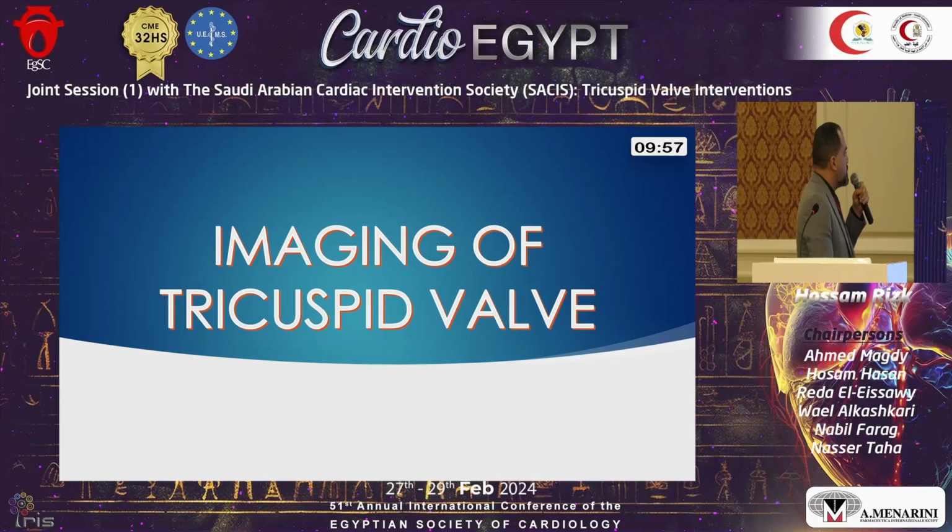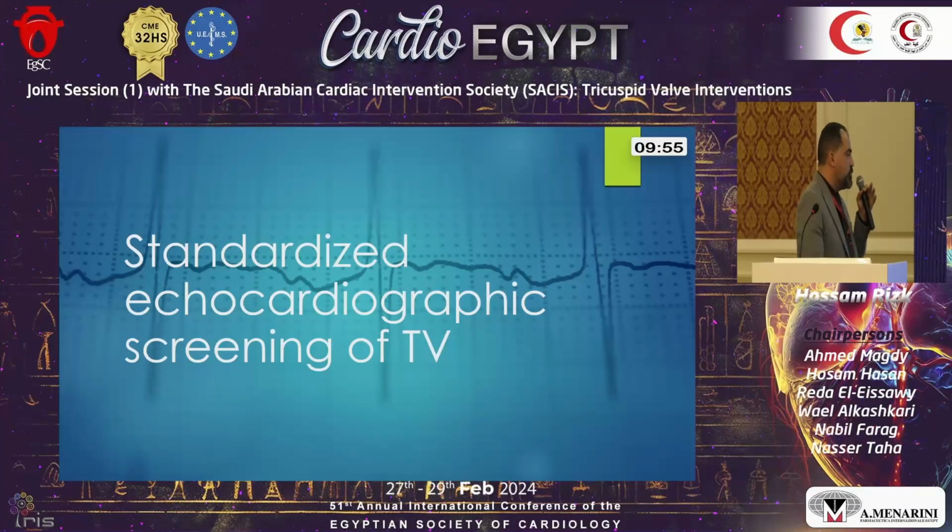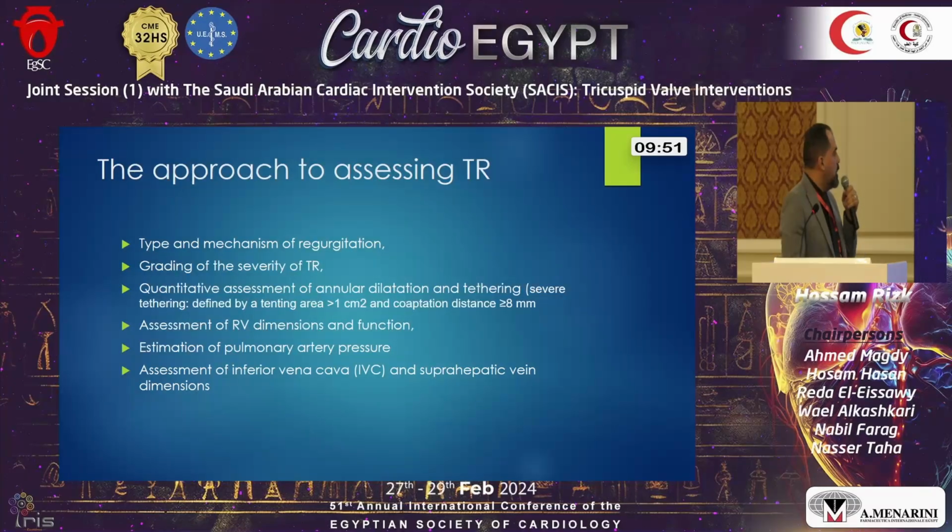Regarding the topic, we have to start with the transthoracic echocardiography. What we are searching for in this study: we have to assess the severity of the tricuspid regurgitation and its etiology, whether it's primary or secondary. We have to assess the annular dilatation, the degree of tethering, the coaptation gap, and also the assessment of the right ventricular dimension and function.